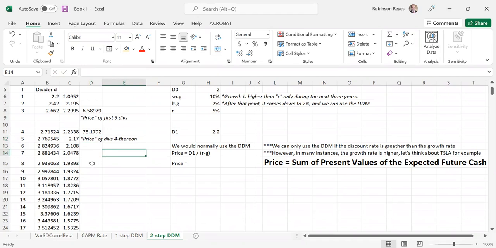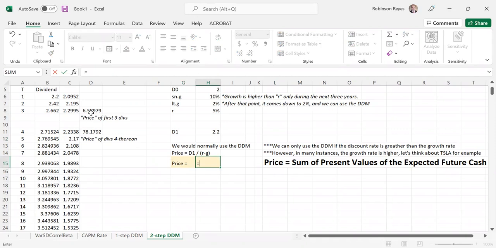Now, the price of a stock is the summation of these two things. So the price of a stock, and I will move here, is simply the summation of the price, quote unquote, of the first 3 dividends we got manually, and the price of dividends 4 and all dividends thereon. We add these two, and that is the price of a stock. But this is a very long approach. So let's make it shorter and simple.